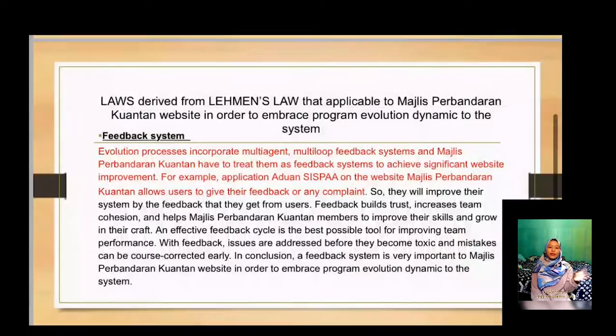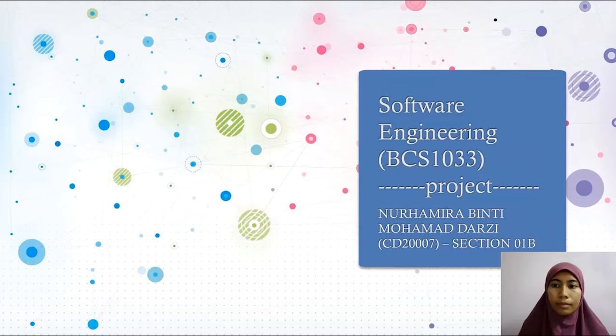First, about feedback system. The evolution process incorporates a multi-agent, multi-loop feedback system, and Majlis Perbandaran Kuantan has to treat them as a feedback system to achieve significant website improvement. For example, the Aduan Sispa application on the Majlis Perbandaran Kuantan website allows users to give their feedback or any complaint.